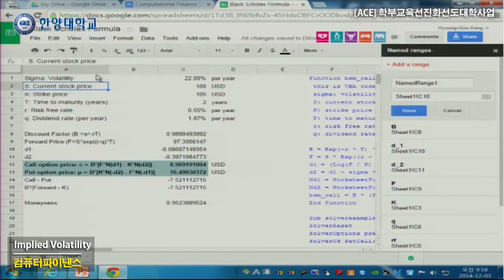But if the option market is highly liquid, like the KOSPI 200 option, the Korean index option market is very liquid. In that case, we don't expect much pricing error in the observed call or put option price, because the option is actively traded in the market. What we observe in the market should be very similar to the fair price of those assets. So therefore, from the observed option prices, we can solve for the volatility.